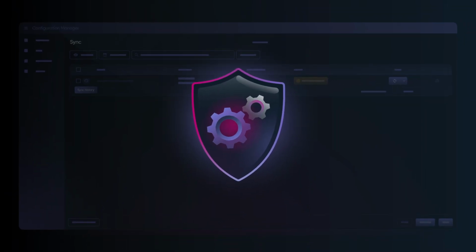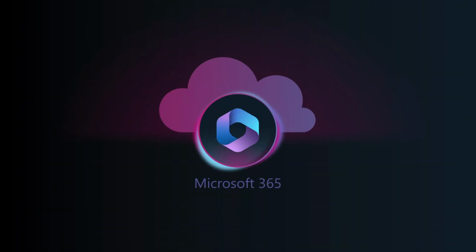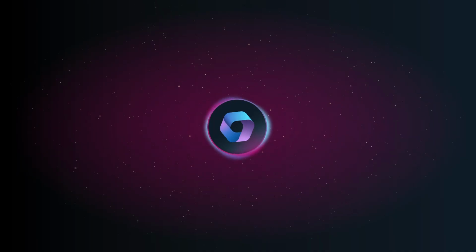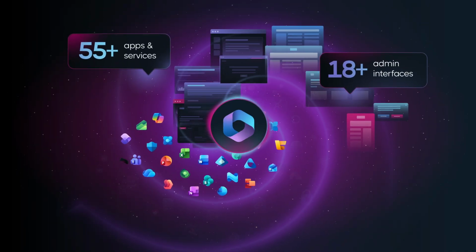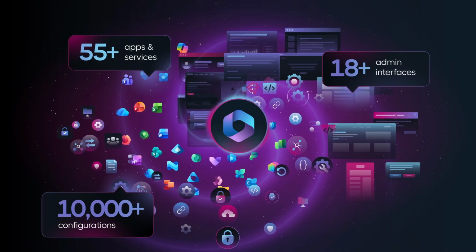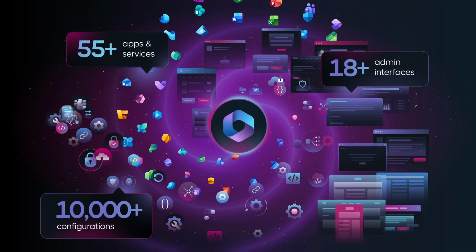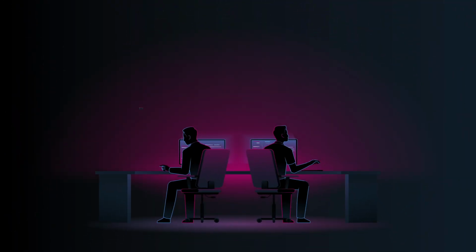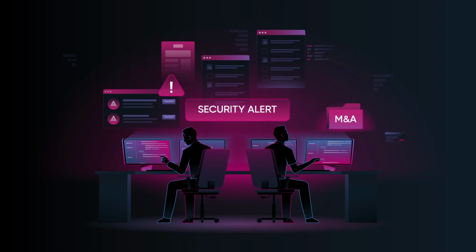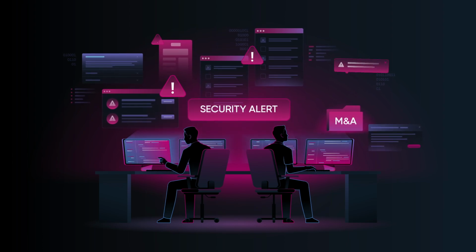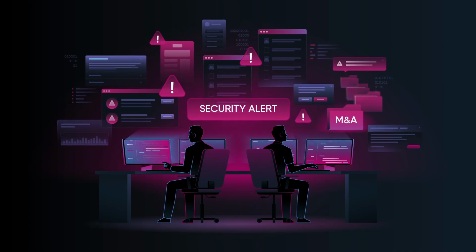Finally, build operational resilience into your tenants. Microsoft 365 is astonishingly complex. 55 apps and services with over 18 admin interfaces and over 10,000 configuration details, and all of it constantly moving around due to updates. Attacks, audits, mergers and acquisitions, or just unpredictable surges in help desk tickets can demand so much manual administration, PowerShell scripting, and troubleshooting that IT teams quickly get pushed to their limits.